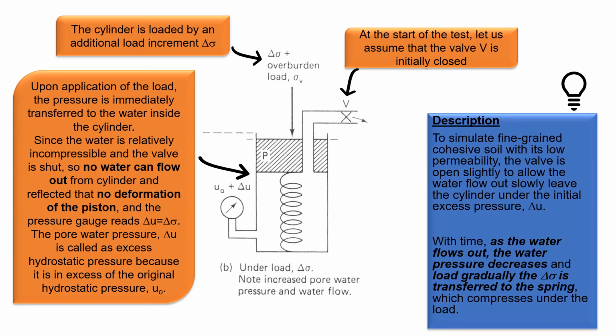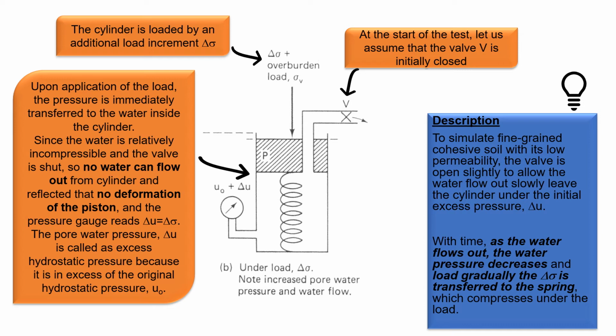The second figure simulates what happens during the process of consolidation. At this stage, the cylinder is loaded by an additional load increment, delta stress. At the start of the test, let us assume that the valve is initially closed. Upon the application of the load, the pressure is immediately transferred to the water inside the cylinder. Since the water is relatively incompressible and the valve is shut, no water can flow out from the cylinder, reflected in no deformation of the piston. And the pressure gauge reads delta U equals delta stress.